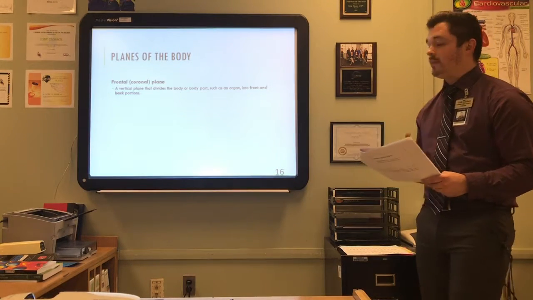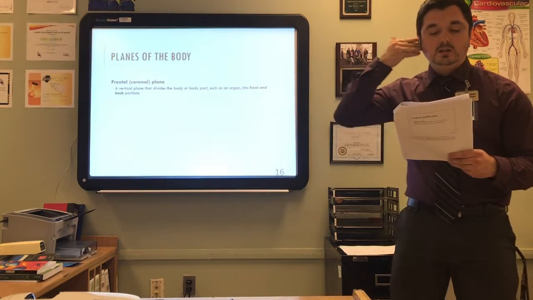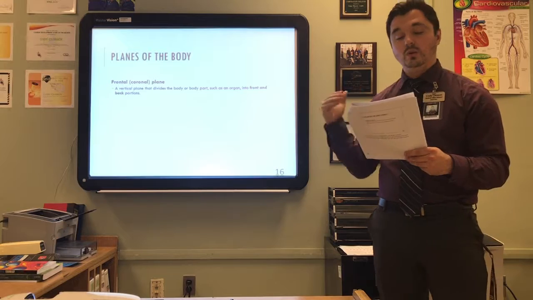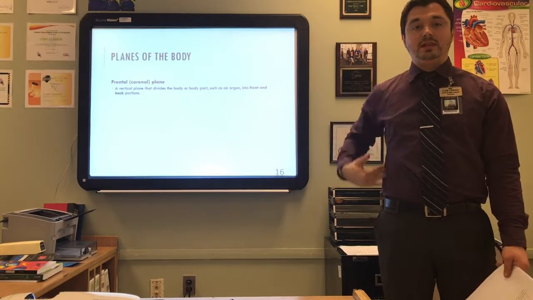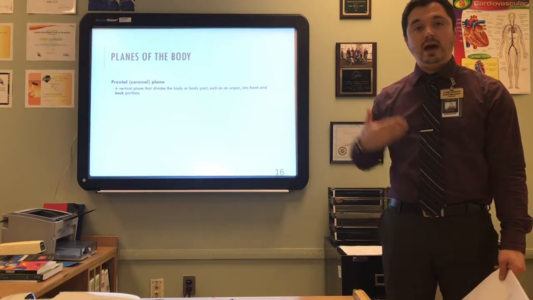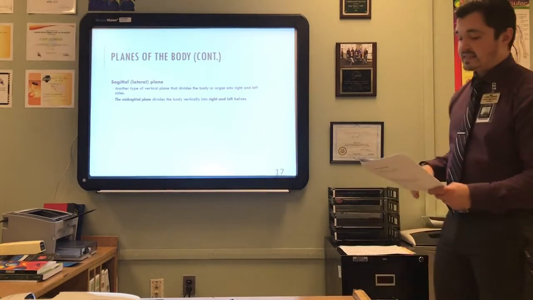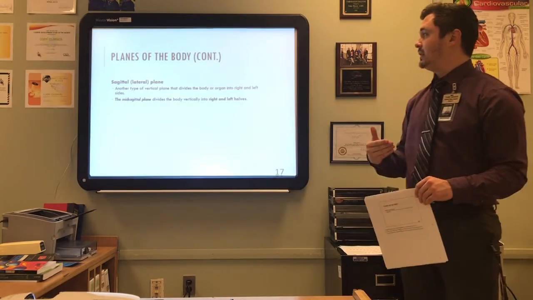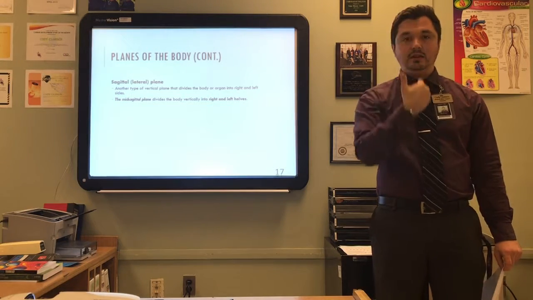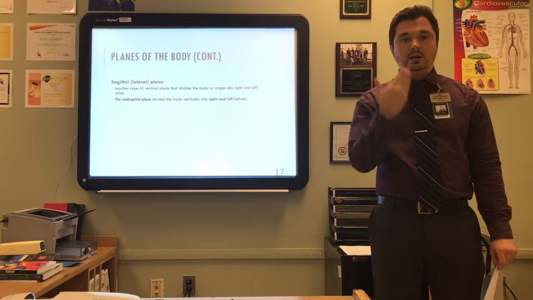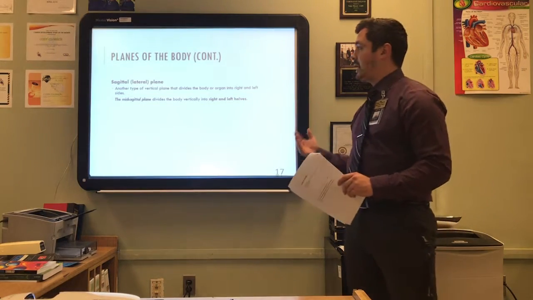So, different planes of the body. The frontal plane is a vertical plane that divides your body or body part, such as an organ, into front and back portions. So it's like drawing a line directly down the center of your body and separating the front from the back. That is the frontal or coronal plane. The sagittal plane is another type of vertical plane that divides the body into right and left sides. So it's still like splitting your body right up and down, separating the left and right side. And that is known as the sagittal or lateral plane.